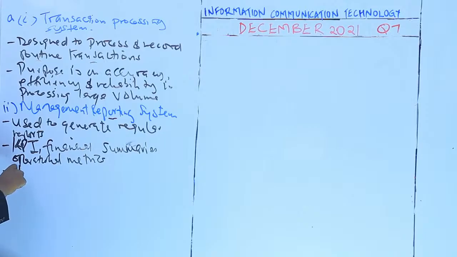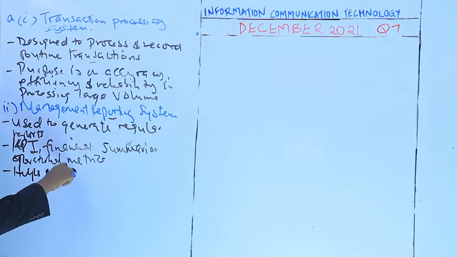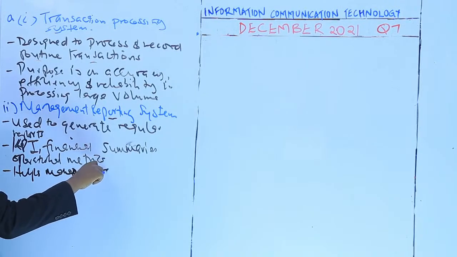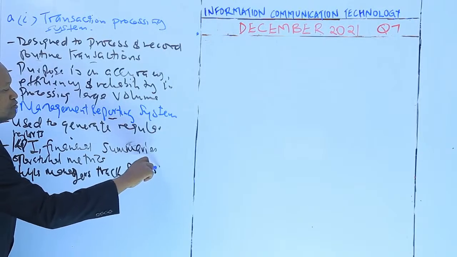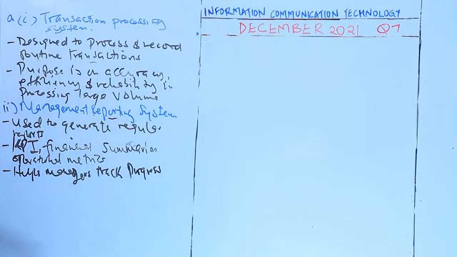It helps managers to track progress, to identify trends, and make informed decisions based on accurate and timely information. That is the management reporting system. Then we have number 3, decision support system.